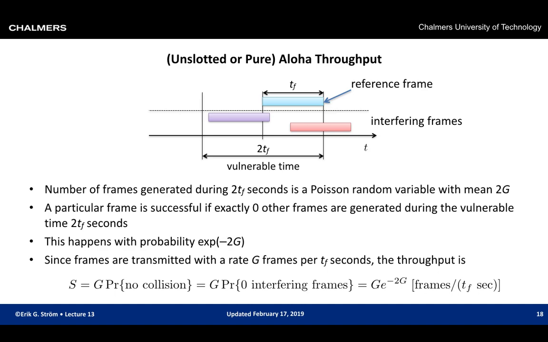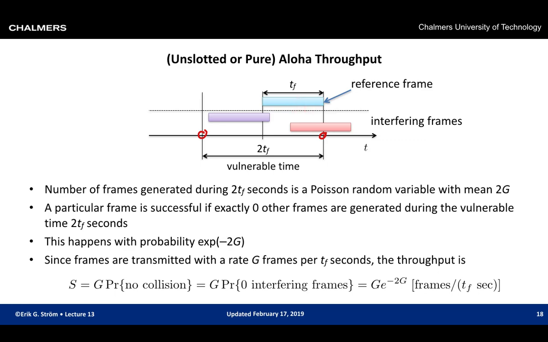We see now that any interfering frame which is generated from this point in time to this point in time will have an overlap with the reference frame. Right? So any packet which is generated, started to be transmitted, during this time interval will collide with the reference frame.